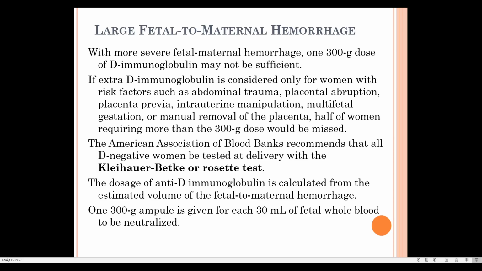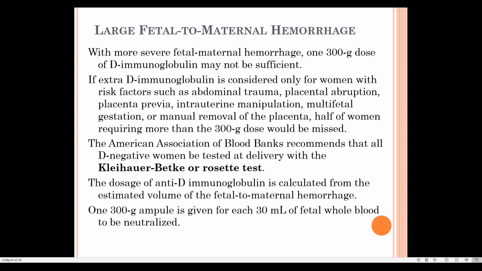Large fetal to maternal hemorrhage. With more severe fetal maternal hemorrhage, one 300-microgram dose of D immunoglobulin may not be sufficient. Extra D immunoglobulin is considered only for women with risk factors such as abdominal trauma, placental abruption, placenta previa, intrauterine manipulation, multifetal gestation, or manual removal of the placenta. Half of women requiring more than the 300-microgram dose would be missed.